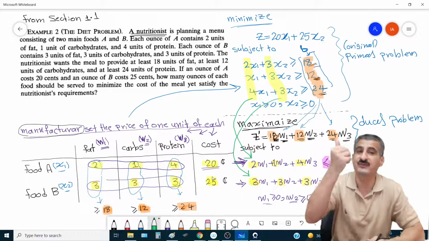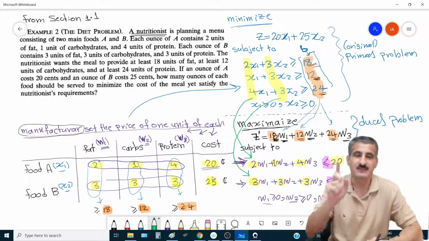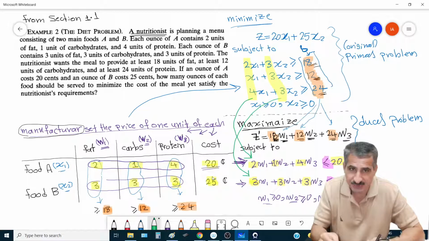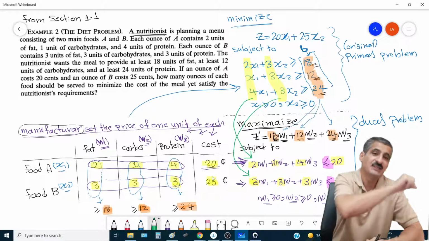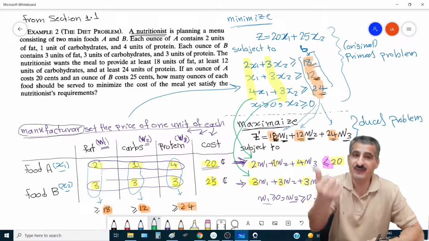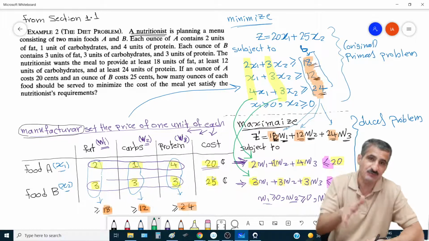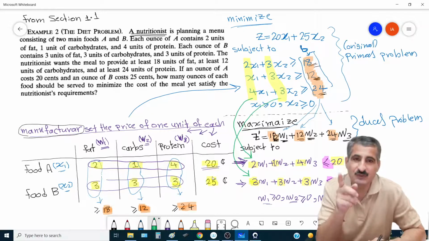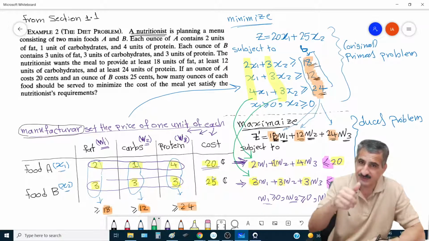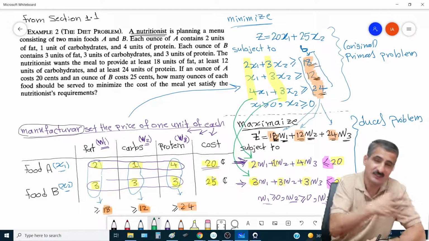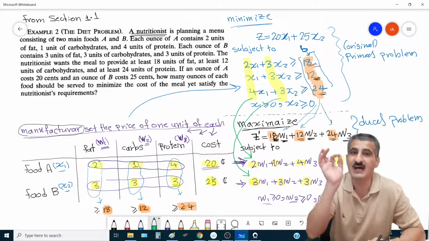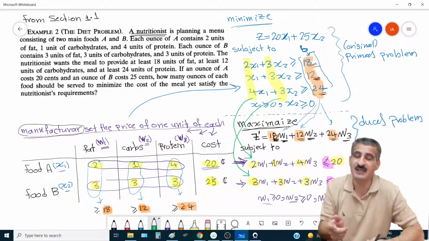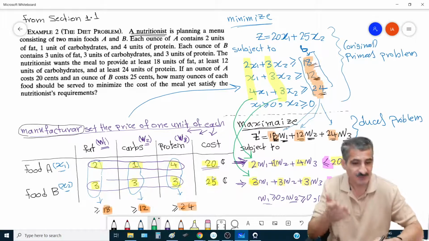So again, the coefficients of the first variable, let me say it again. The coefficients of the first variable in all the constraints in the primal problem are used to make the first constraint in the dual problem. Again, the coefficients of the second variable in all constraints in the primal problem are used to make the second constraint. Then I will say in general, the coefficients of the ith variable in all the constraints in the primal problem are used to make the ith constraint in the dual problem. This is the way we go.